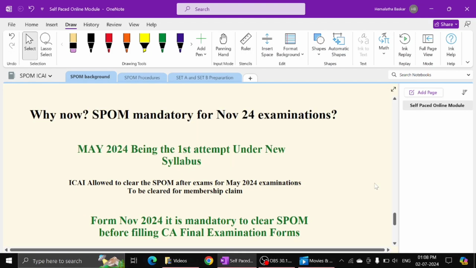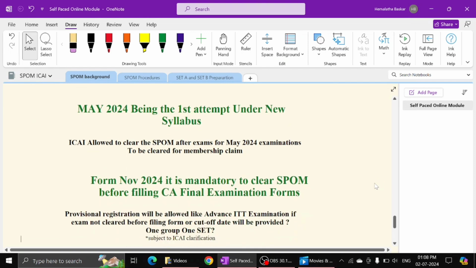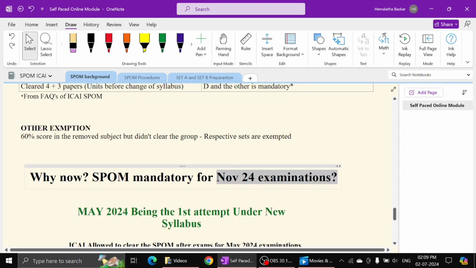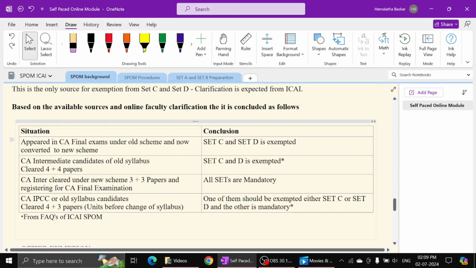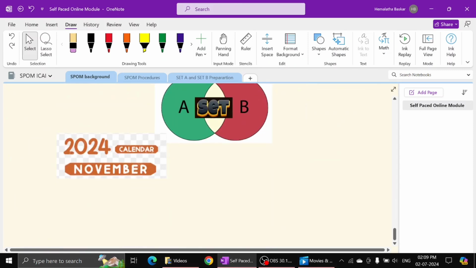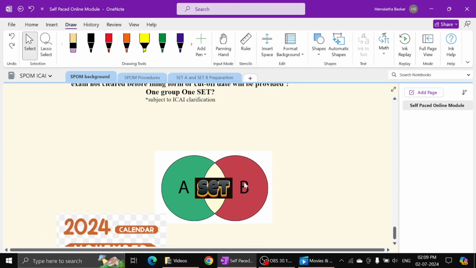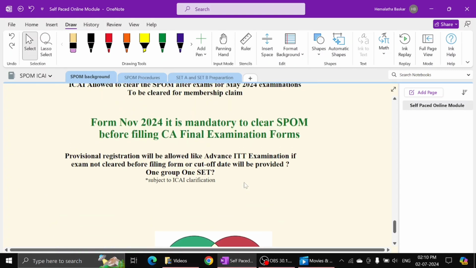Here we have certain things that are assumed that surely require clarification from ICAI, like whether we will be given provisional registration if we are not able to clear the SPOM examination before filling the final examination form, or if we are willing to give only one group, whether we can clear the respective sets only or should we clear both sets. So, talking about the November 2024 examination, students who clear Inter now are not eligible, which leaves us with students who are exempted from Set C and Set D. Thereby, for the November 2024 examination, Set A and Set B have to be completed before filing the CA Final examination form, which is subject to clarifications as discussed before.